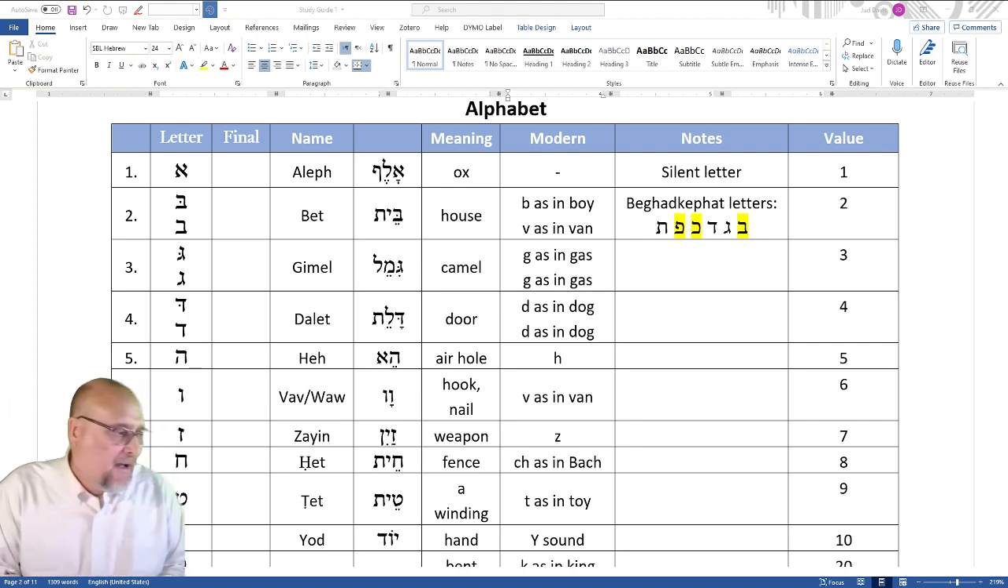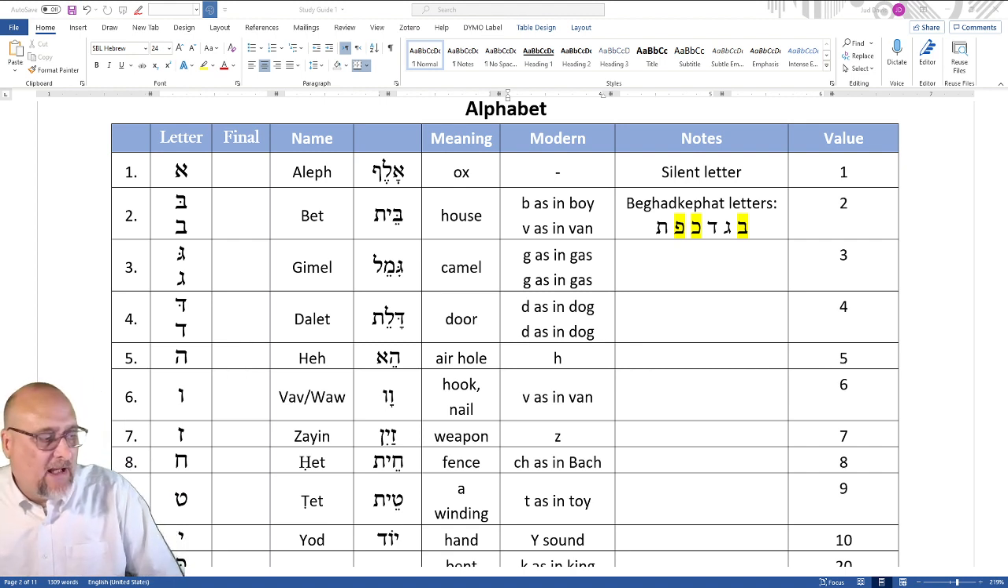Perfect. So, of those 10, there are 2 letters that are easily confused, a Hey and a Het, right? They're both an H sound. The Hey doesn't go all the way up. The Het does go all the way up. So, other than that, Aleph, Beit, Gimel, Dalet, Hey, Vav, Zayin, Het, Tet, Yod.